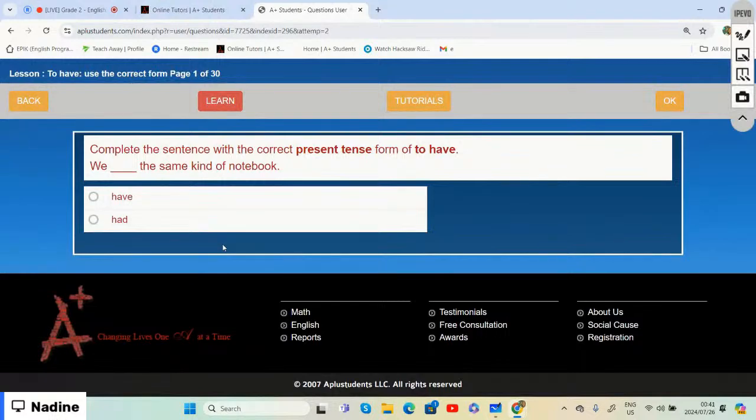So we can also say we have the same kind of notebook, or we can say we had the same kind of notebook. So which one is correct? We have the same kind of notebook, or we had the same kind of notebook? We need to, for example, write down the present tense of the word to have. What is the present tense? The now. Do we say we have the same kind of notebook, or we had?